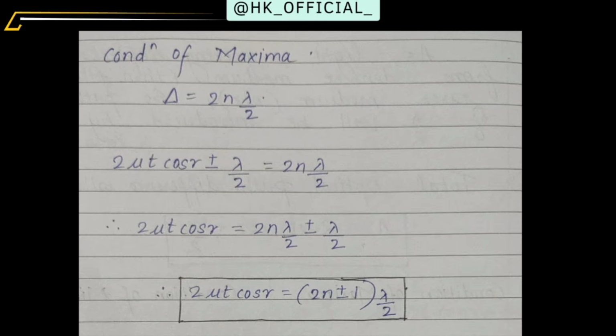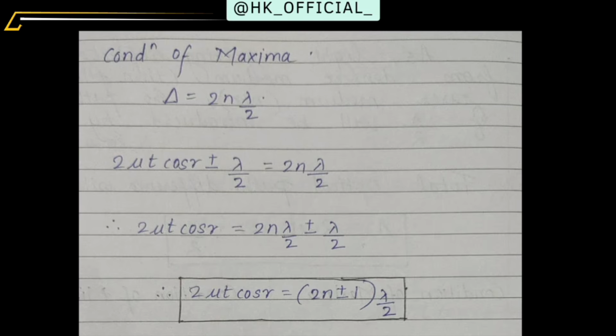So that we will substitute over here, which is equal to 2n lambda by 2. Now we will take plus minus lambda by 2 from the left to the right hand side. We will get 2 mu t cos r equal to 2n lambda by 2 plus minus lambda by 2. From here we will take lambda by 2 common and we will get 2 mu t cos r is equal to 2n plus minus 1 into lambda by 2. This is the condition for maxima. Remember these formulas, because these are directly used in our numericals. So remember these formulas by practicing.